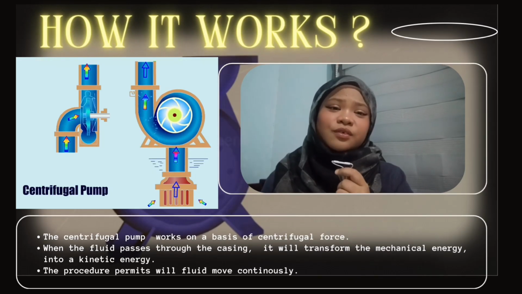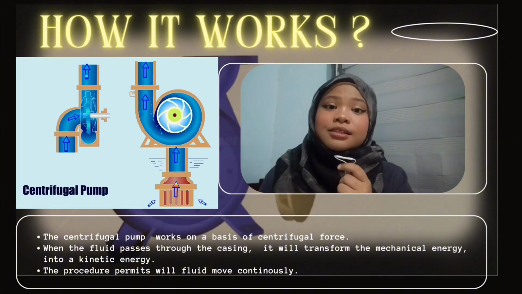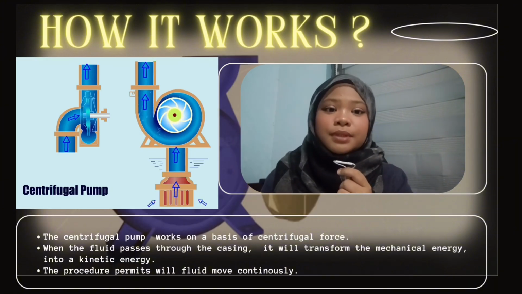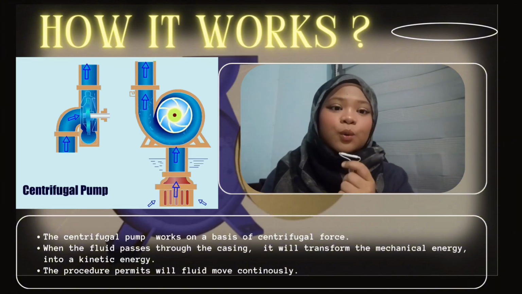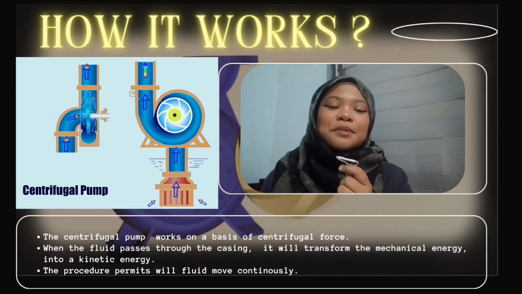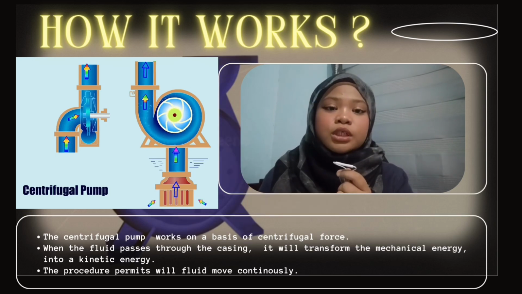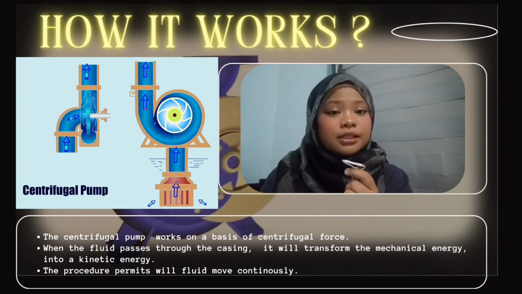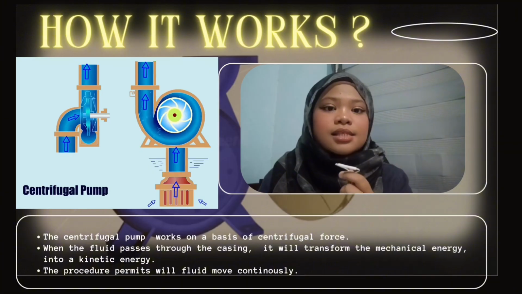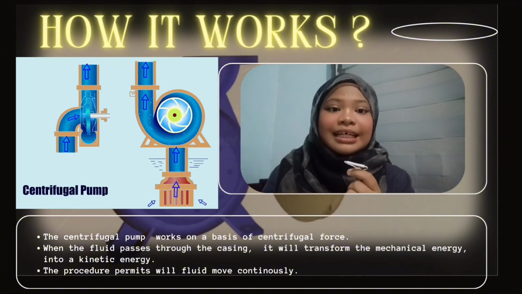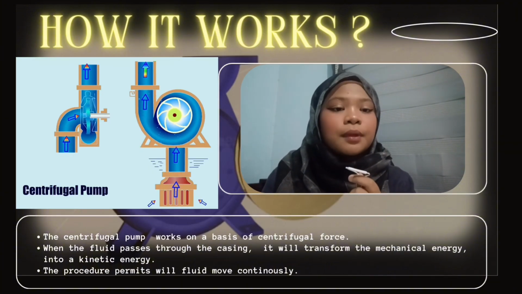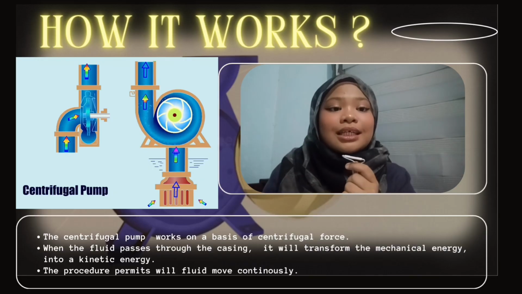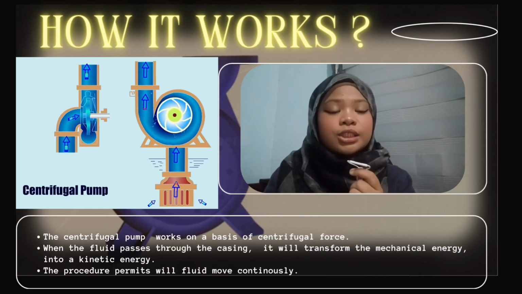So, how does the centrifugal pump work? The centrifugal pump works on the basis of centrifugal force, which transfers mechanical energy from the motor to the fluid through the impeller's rotation. Then, as the fluid passes through the casing, this action will transform mechanical energy into kinetic energy, and then the energy will be pressure.